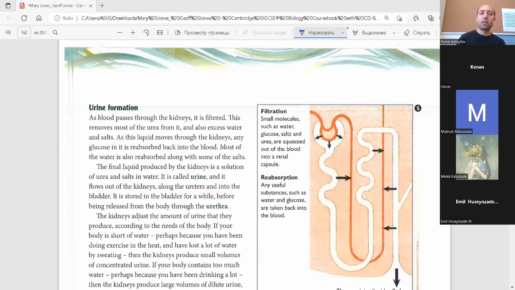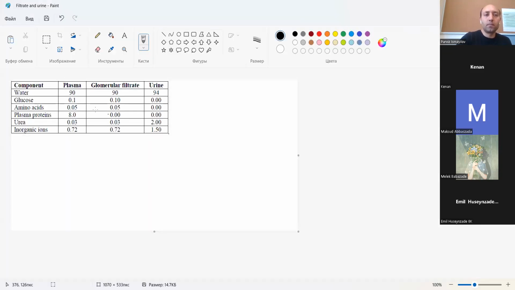So as I said, second stage was reabsorption. By reabsorption, needed substances will pass back to the blood. Like this one, I took one table. In this table, you will also see by reabsorption which substances are passing. So let's look at this example. I think you see now.